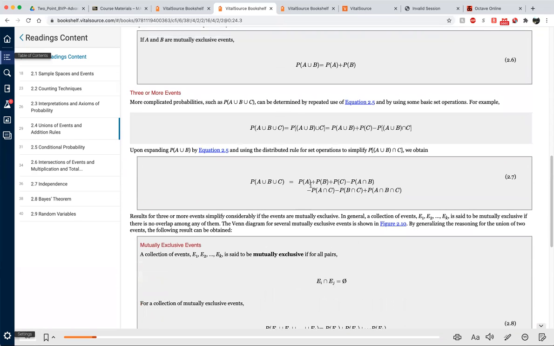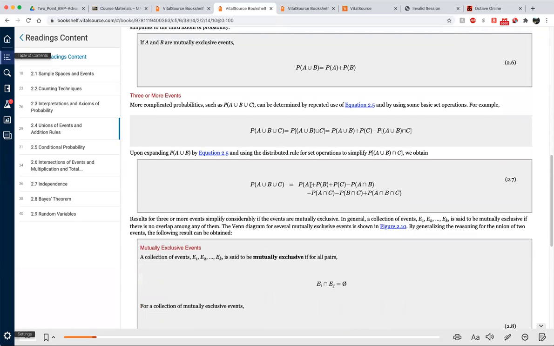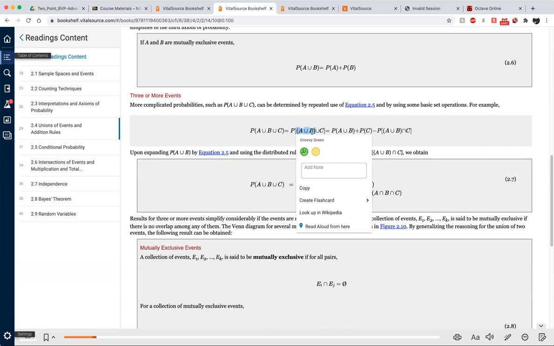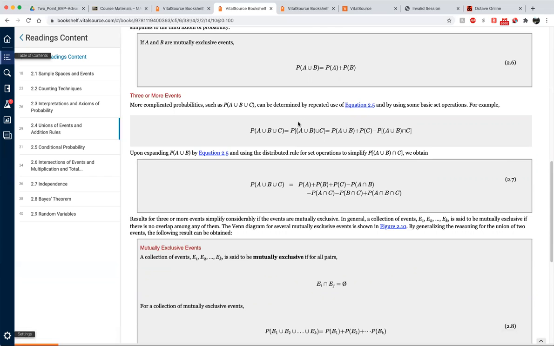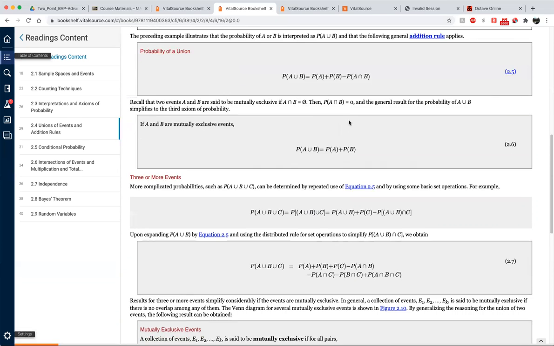What about three or more events? It's kind of complicated, right? P of A union B union C is equal to P of (A union B) union C. You see that? We consider A union B as one big event, and then we apply the addition rule. Then you're going to get this.